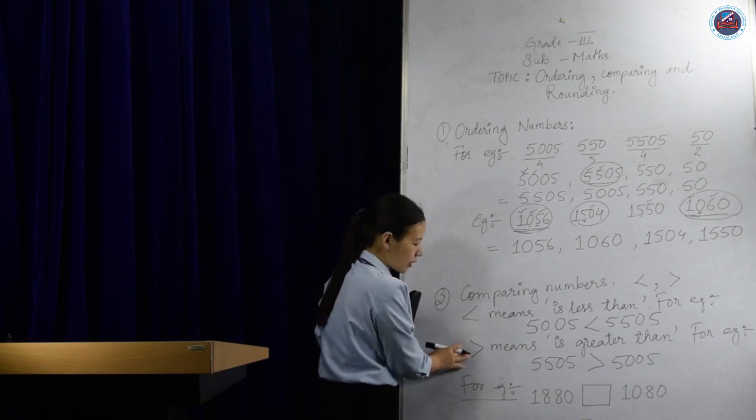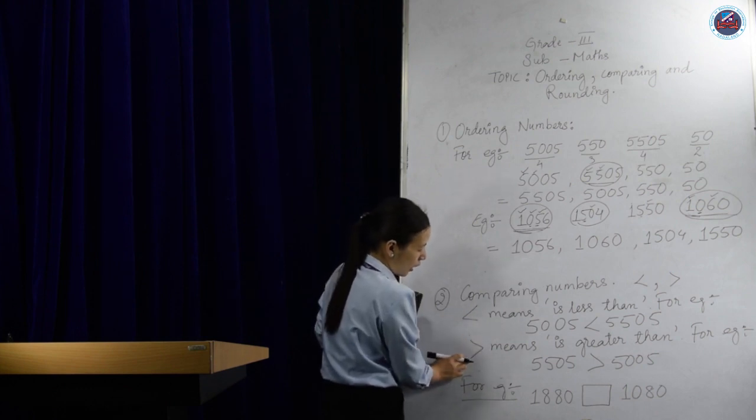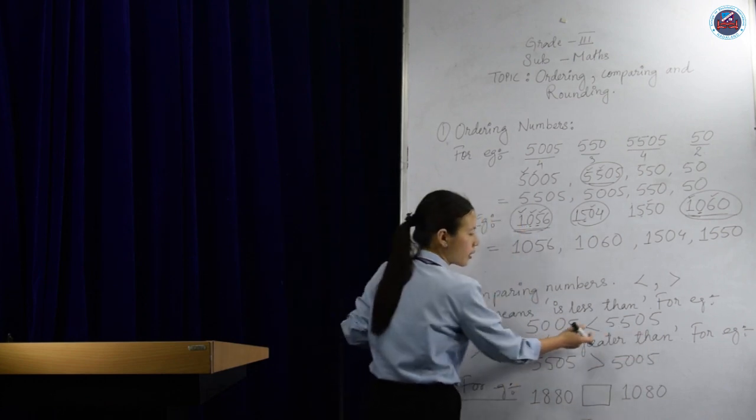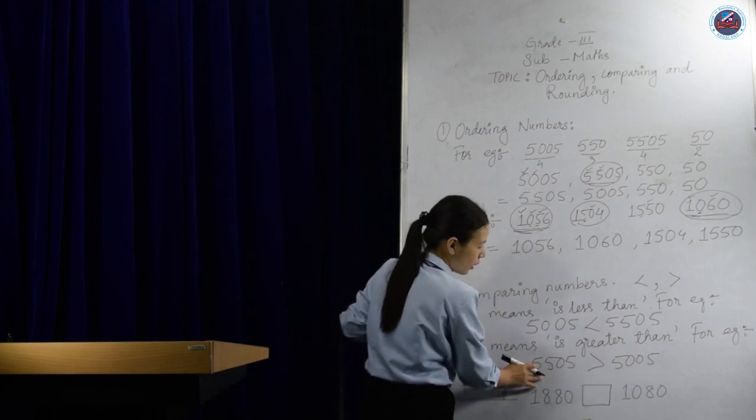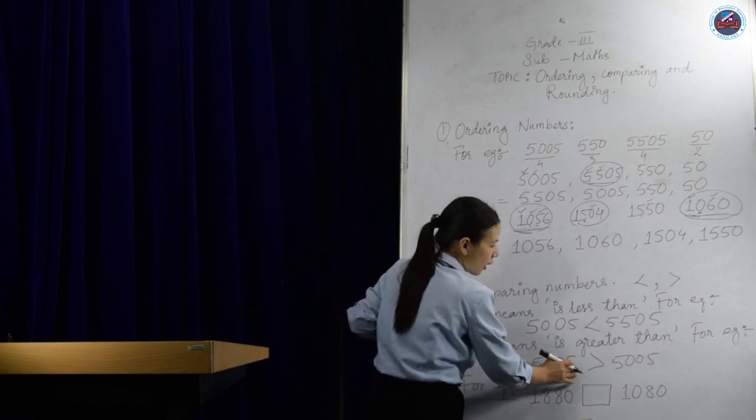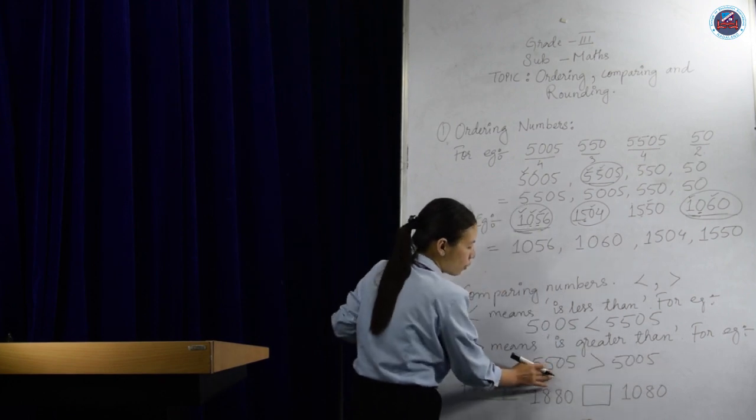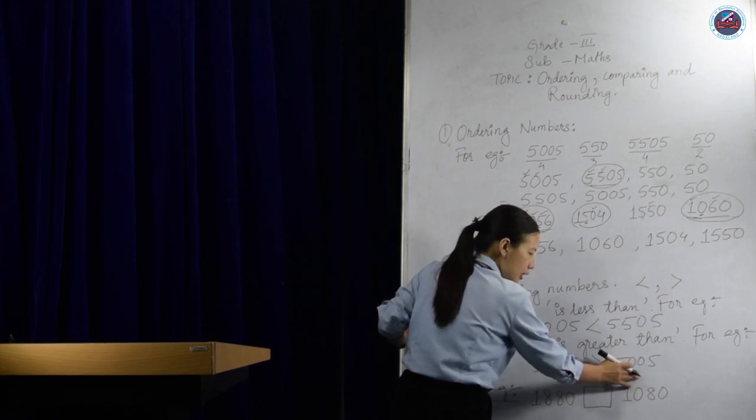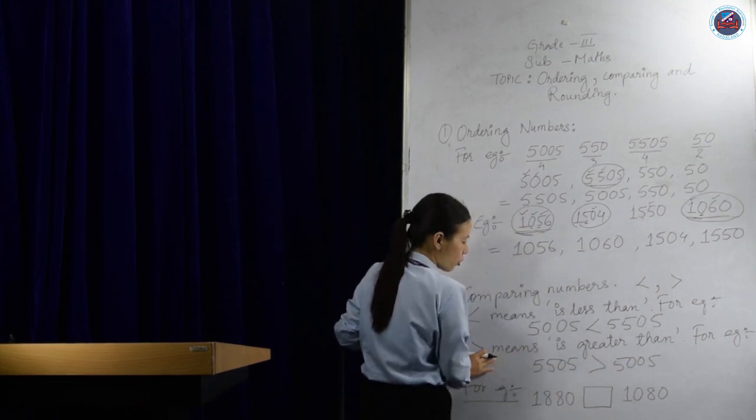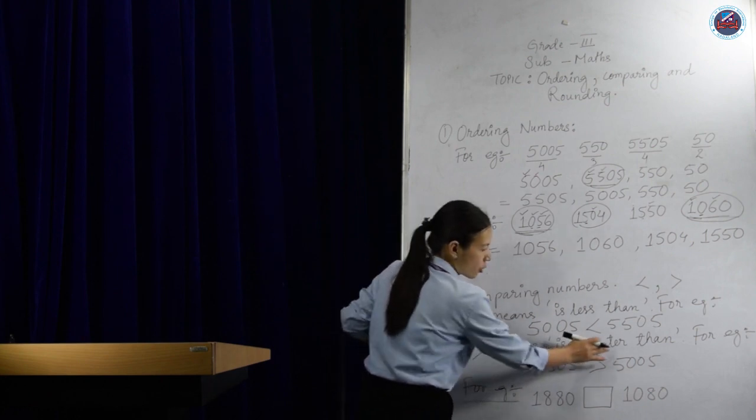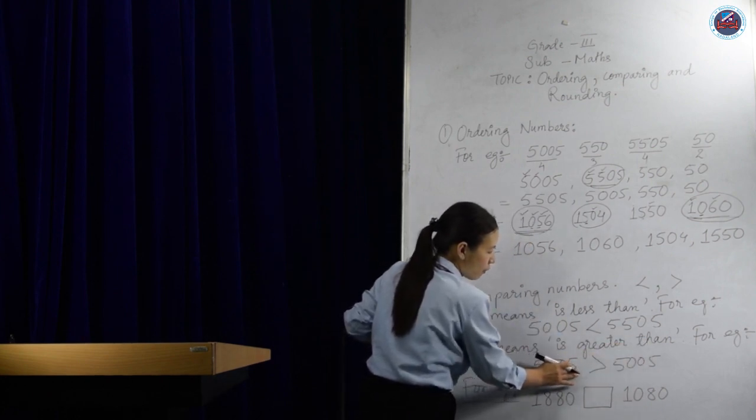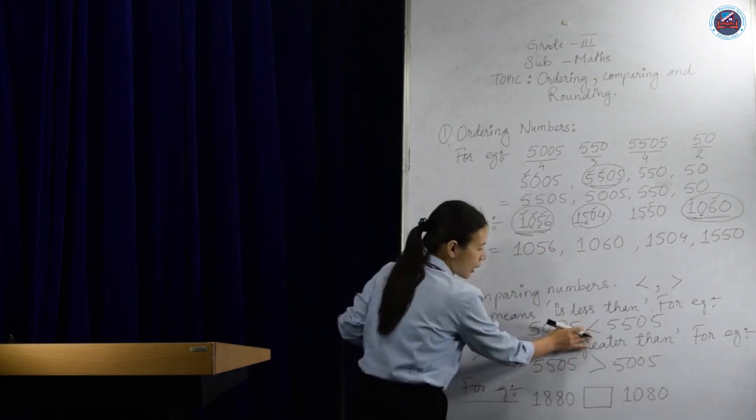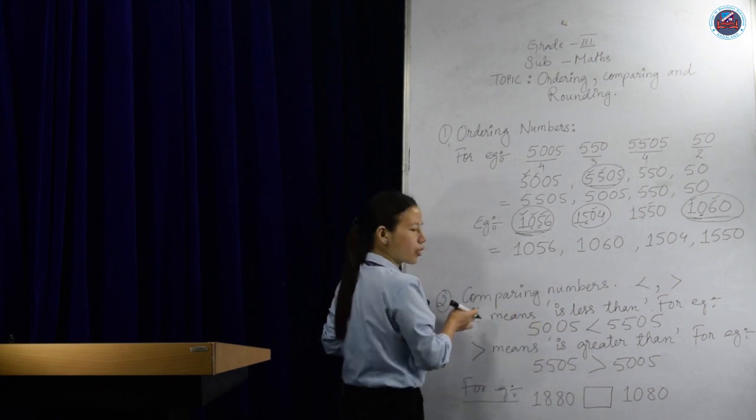Now let's go to the greater sign here. This sign means is greater than. So how do we use this greater than sign? For example, I've given a number here, that is 5505 and 5005. Now when we look at these numbers, your first number is greater than the second number. That means this number is greater. That's why we use the sign that is greater than. That is, 5505 greater than 5005. So that's how we use the less than sign and greater than sign to compare numbers.